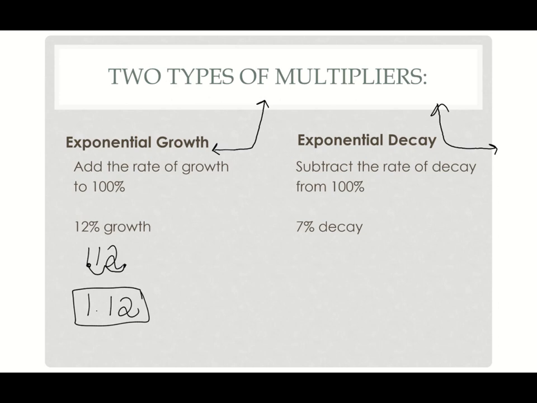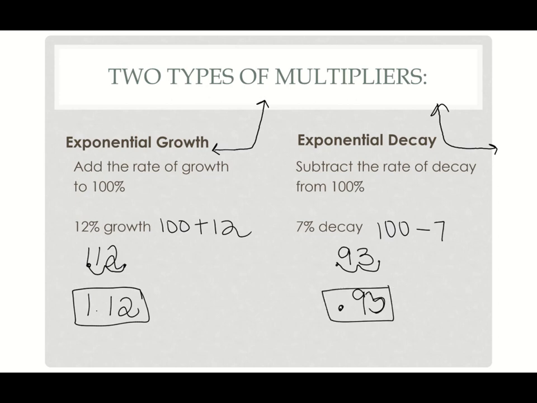For exponential decay, we're going to subtract the rate of decay from 100. So here we had 100 plus 12. Here we have 100 minus 7. So if we take 100 minus 7, we have 93. And if we change that to a decimal, our multiplier is going to be 0.93 because we want to take away 7% each time we're multiplying. So for exponential growth, you add to 100, exponential decay, we're going to subtract from 100 in order to get our multiplier.